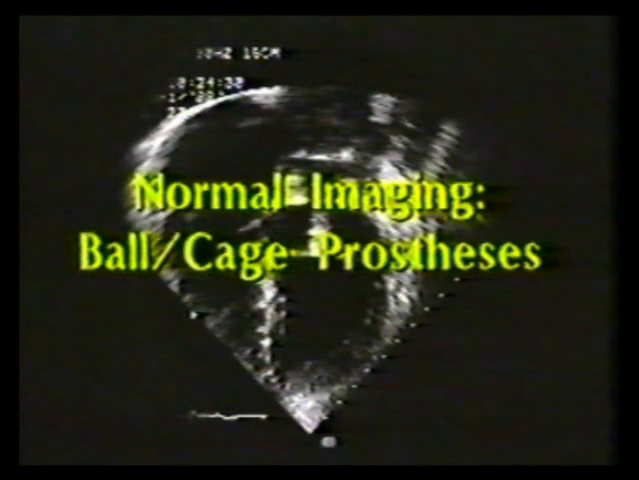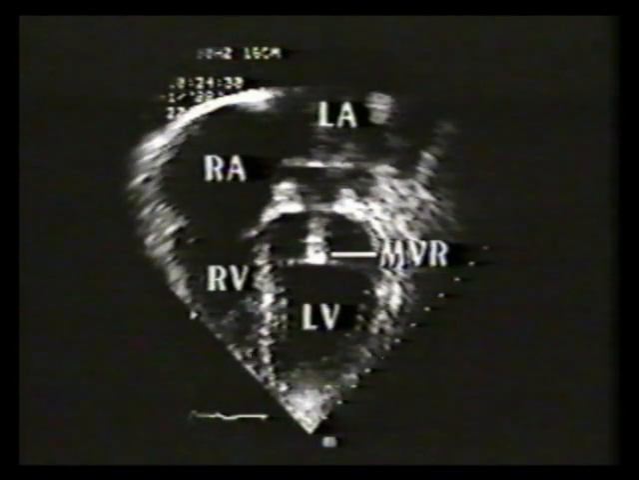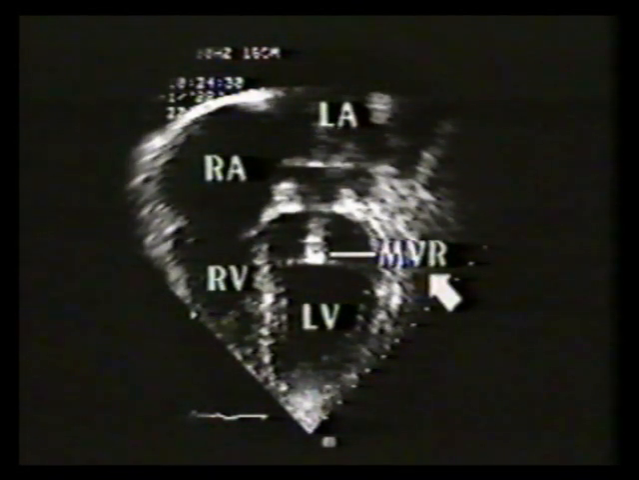We will begin our illustration of normal prostheses with the ball cage variety. This 49-year-old female has Starr-Edwards mitral and aortic prostheses. Throughout this tape, we will use this type of abbreviation to indicate a prosthesis, which in this case is a mitral valve replacement. This is the sewing ring, and this is the tip of the cage. This is a systolic frame. These echoes represent the leading edge of the ball within the cage. This is the trailing edge of the ball.